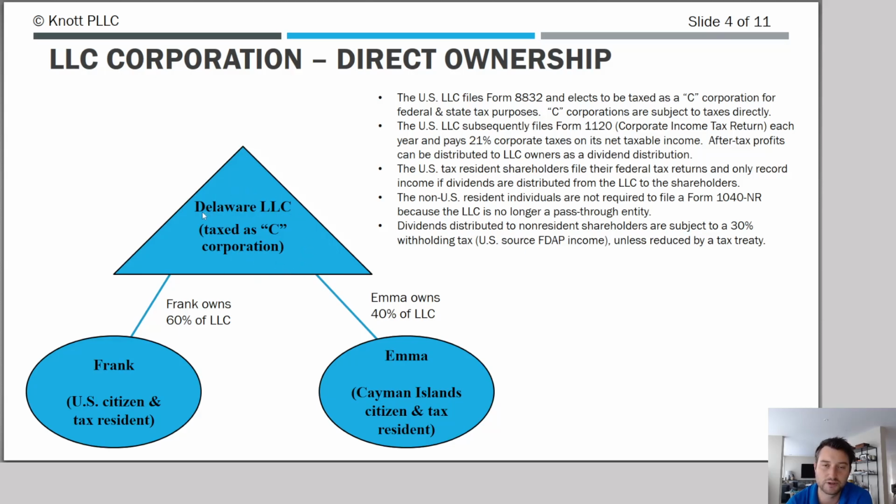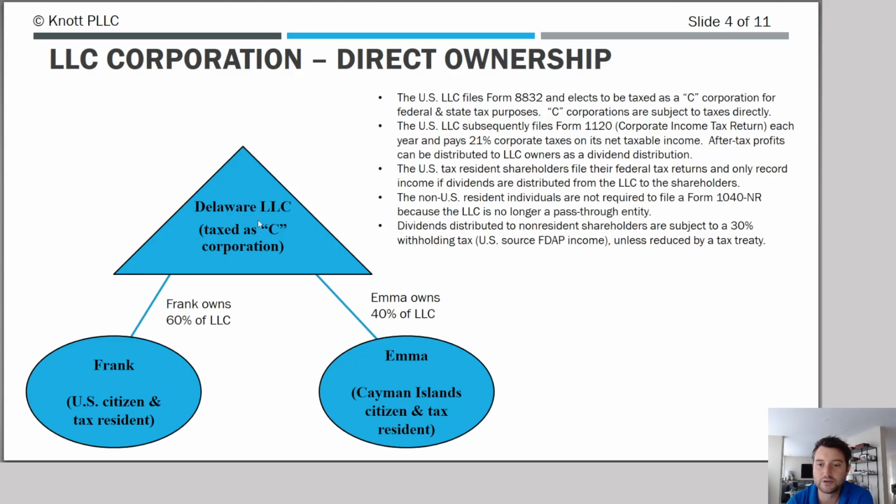So C corporations are tax residents by default, which means all the income coming into it, whether it's from U.S. or non-U.S. sources, it's all being subjected to tax at the entity level. So the entity pays the tax. Now the non-residents, because the LLC is a C Corp and it pays tax at the entity level, they don't have to do anything further, right? So there's no flow-through income to the non-resident. There's no withholding tax that applies initially on the net taxable income.